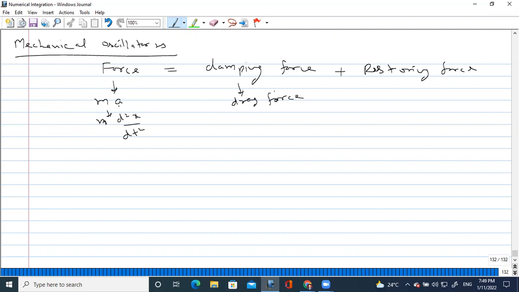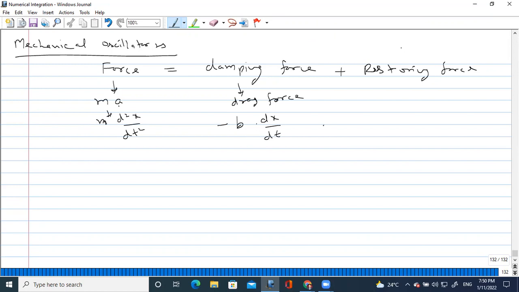And this drag force depends upon velocity. If velocity is more, drag force is more. If velocity is less, drag force is less. So directly with some constant, you write the velocity. Velocity is dx by dt. So suppose there is a constant b, drag constant, into velocity dx by dt. But because it is a drag force, it is always dragging, so it will always work in the negative direction. So this is always negative.